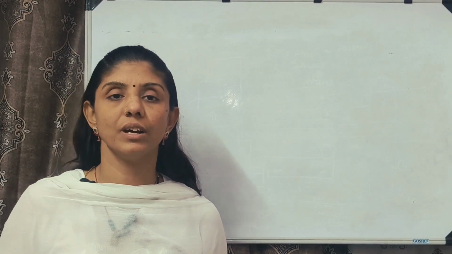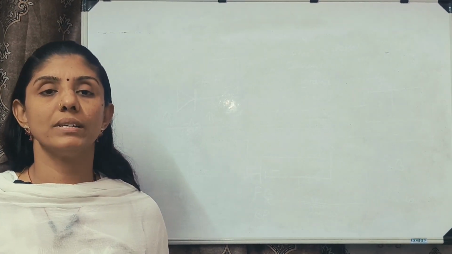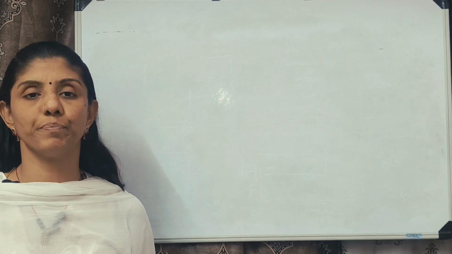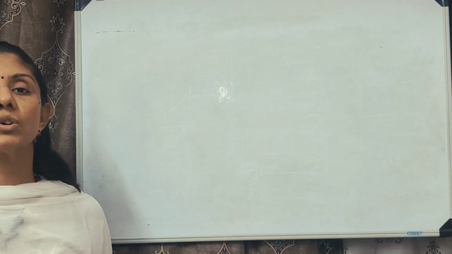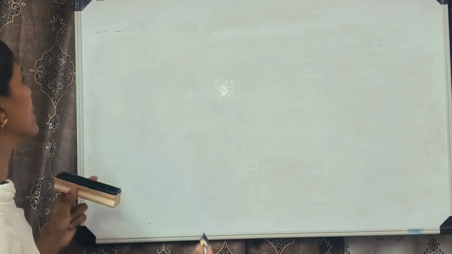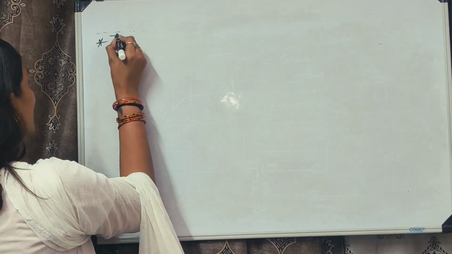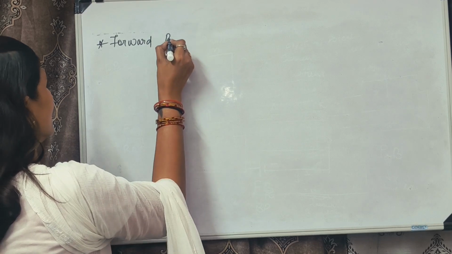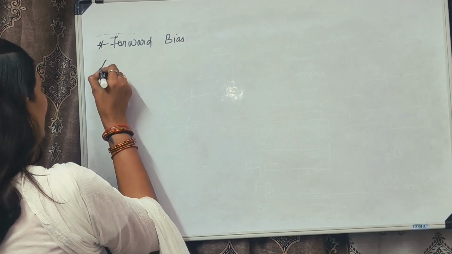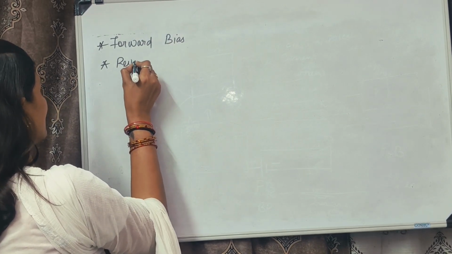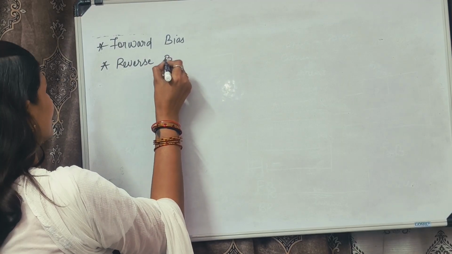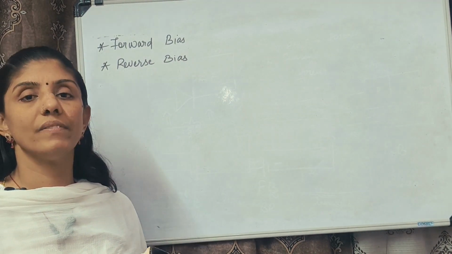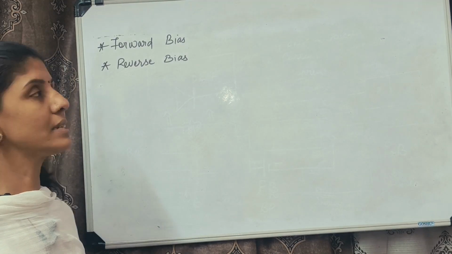Till last session, you studied what a PN junction diode is and the unbiased condition of a PN junction diode. In this class, we are going to learn two types of biasing: one is forward bias, and the other is reverse bias. I hope you remember what we studied in our last class, right?